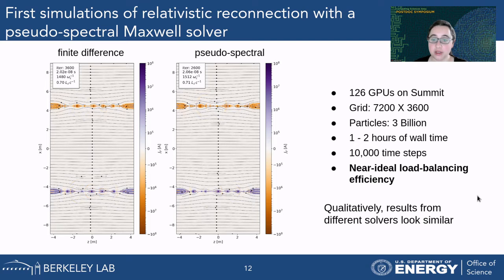Qualitatively, we get similar results from the different solvers. This is a still from fairly early on in the simulation, and the locations of the plasmoids are relatively similar between the two solvers, and we have our single large plasmoid forming at the grid boundary.